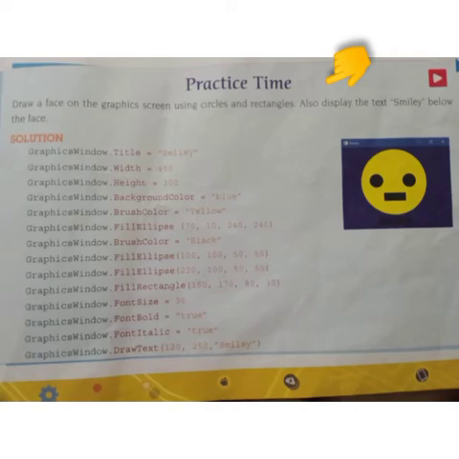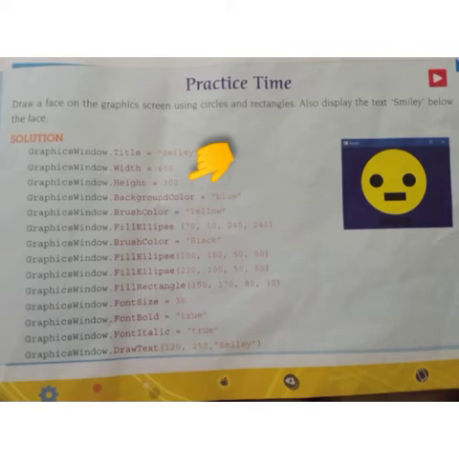Here in the program, graphics window dot title is equal to smiley. So I have given the title name as smiley, and at the top of the screen it displays the title. Then graphics window dot width and height, I already told you, width and height we should mention here.